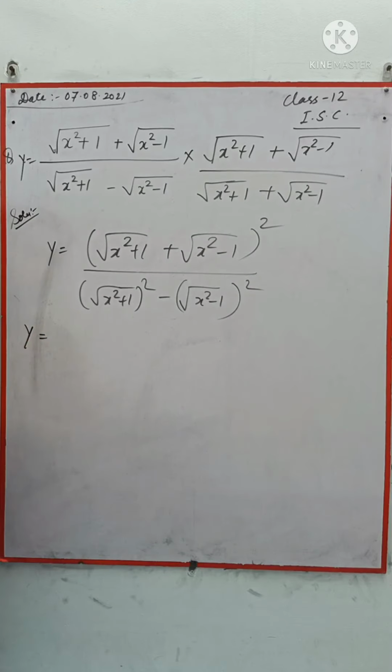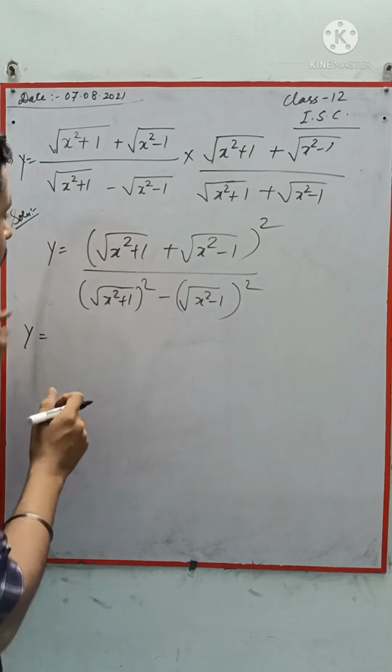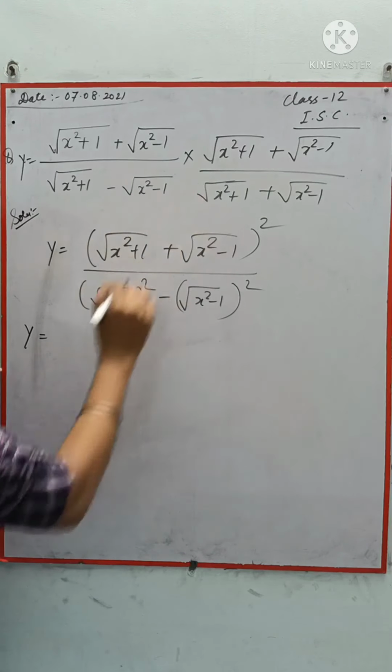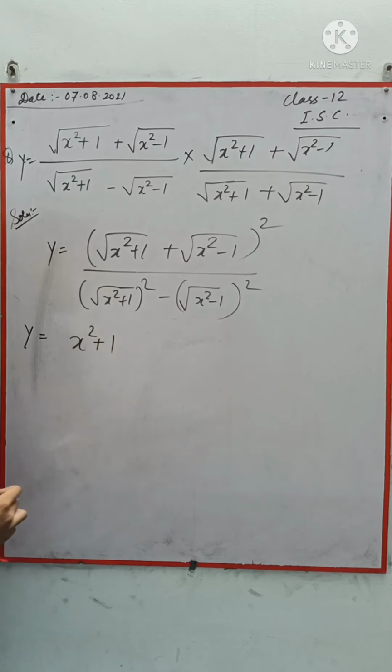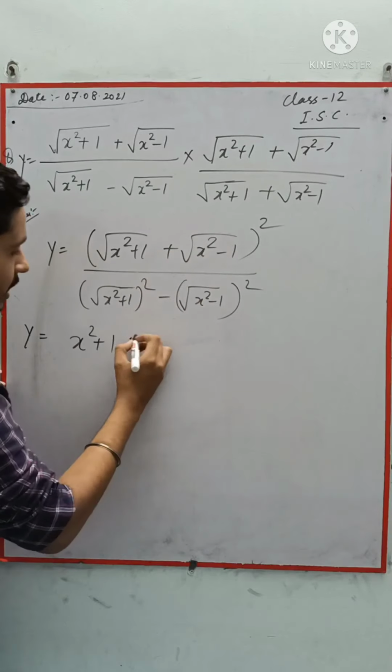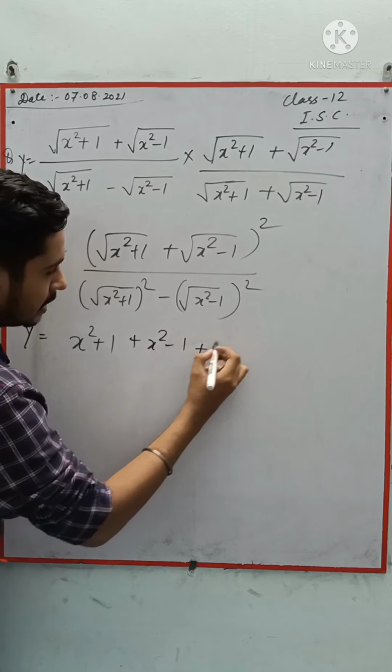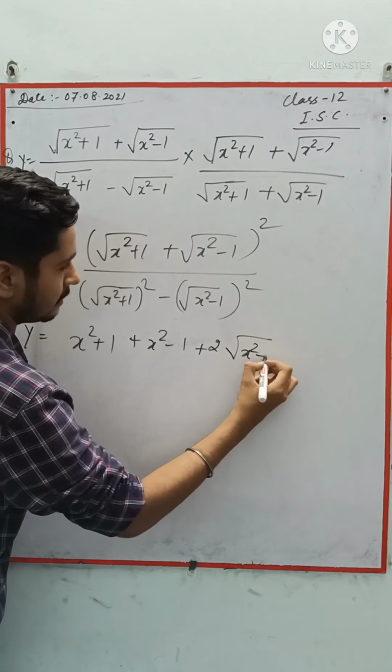So y is equal to a square. What will be the square of this root x square plus 1? The square with the root will be cancelled, so we'll be left with x square plus 1. Here x square minus 1 plus 2ab.